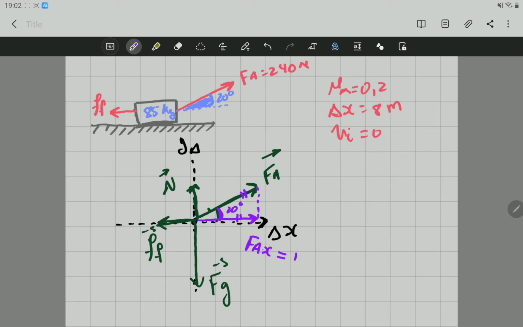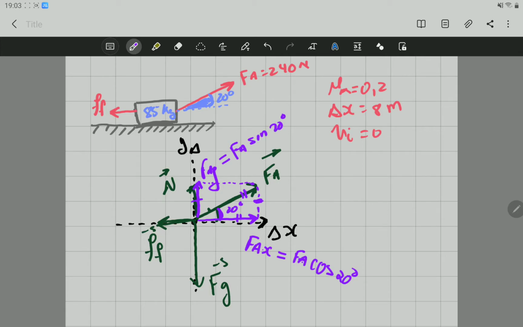Therefore, it will be equal to the product of the applied force by the cosine of 20 degrees. Here, you do the same in the y-axis. You project that force into the y-axis. There will be the applied force in y, which is equal to this one. And therefore, it is the opposite side to the angle. This one will be equal to the applied force multiplied by the sine of 20 degrees.